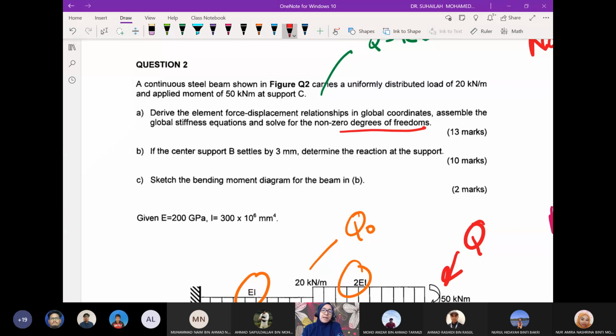Okay, then part B: if the center support, meaning support B, settles, there is a settlement given at support B. Determine the reaction. This one asks for Q. The one above asks for the unknown displacement. The one above is the unknown displacement. The one below says determine the reaction at the support, and this is the unknown.